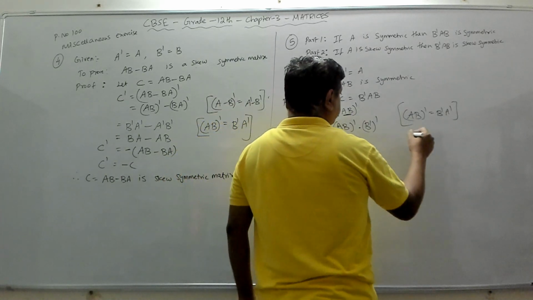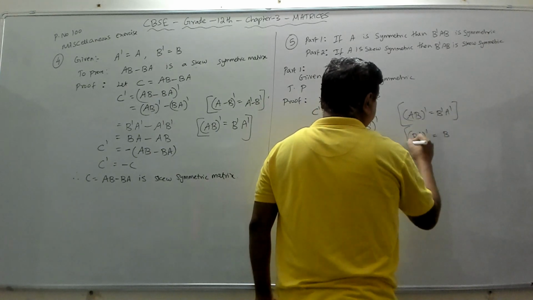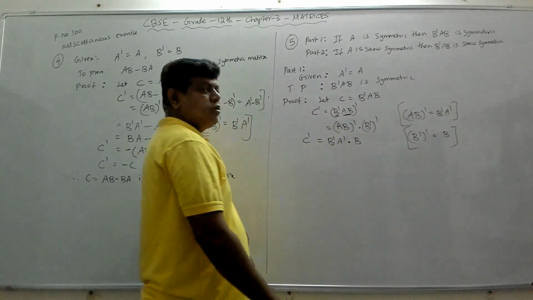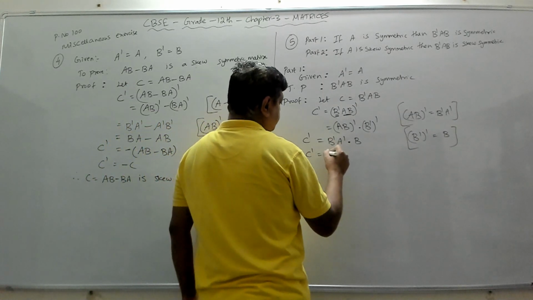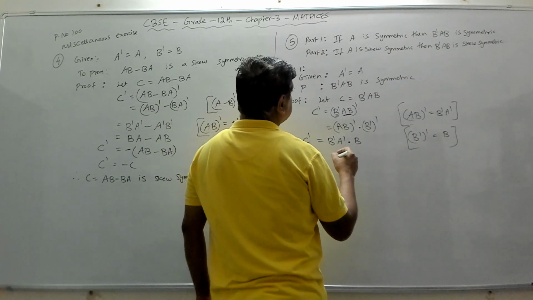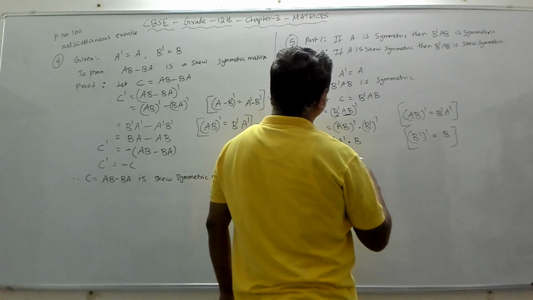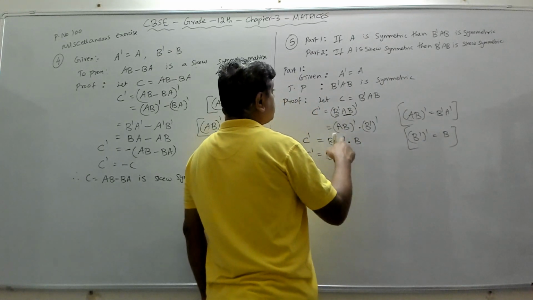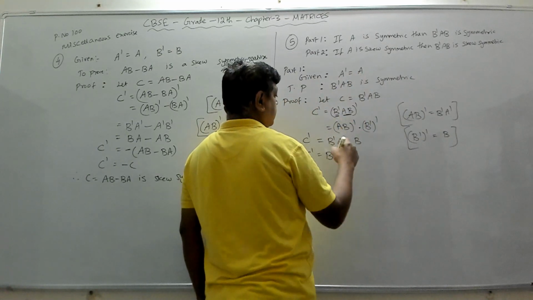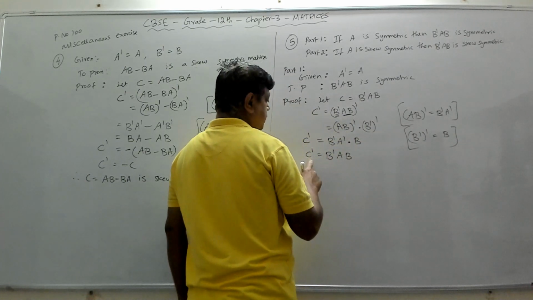Right? B transpose whole transpose is B, one of the properties of transpose. Now C transpose equal to, this is B transpose. So we get B transpose and A transpose is what? A transpose is A. So instead of A transpose, I'll put A and this is B. So we got C transpose equal to this.